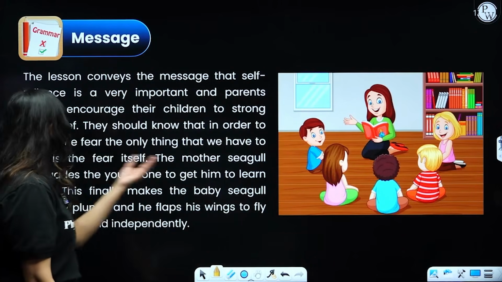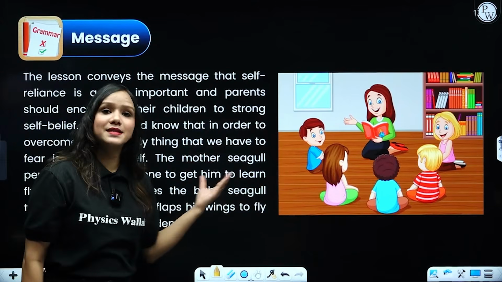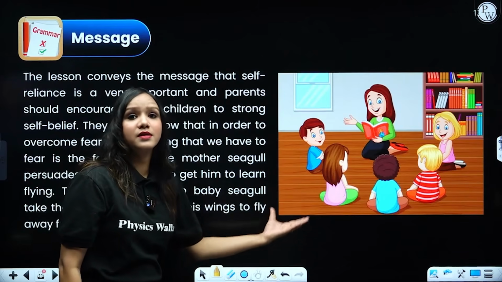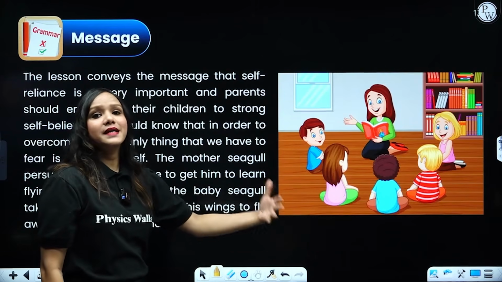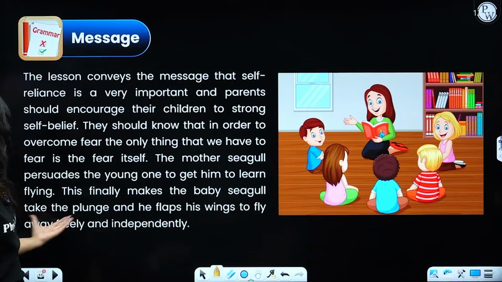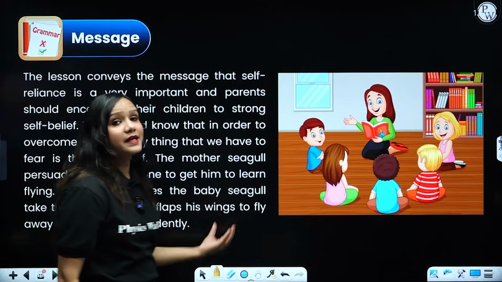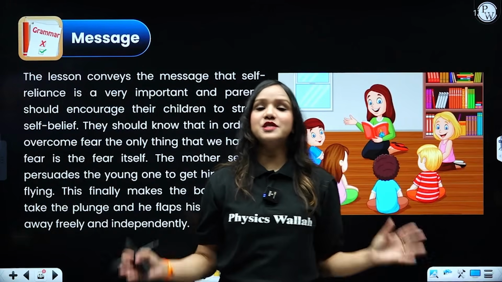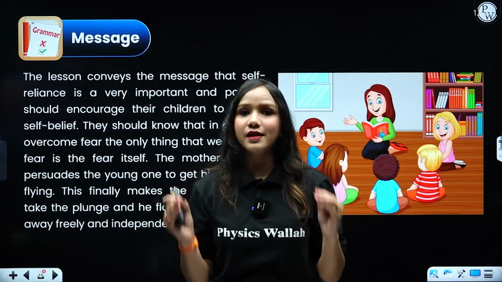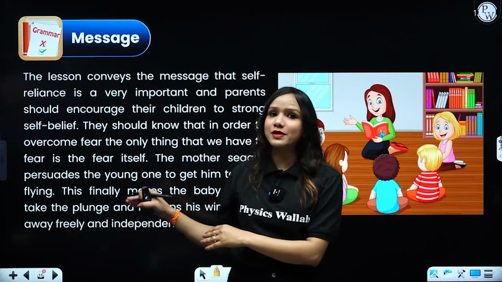The mother seagull tries to convince the young one to learn the art of flying, swimming and catching prey, just like his siblings did, right? So he takes the plunge and flaps his wings to fly away freely and independently. And once he did that, his parents really appreciated. So you just need a motivational factor in your life to get successful. And what was that motivational factor for this young seagull?